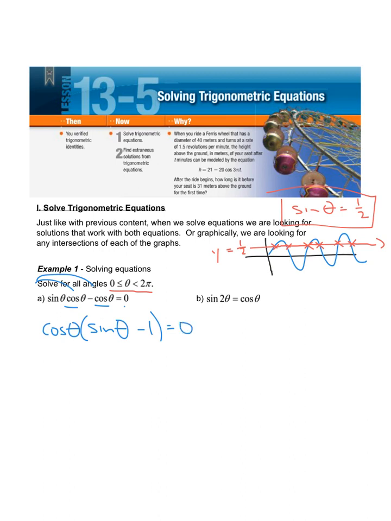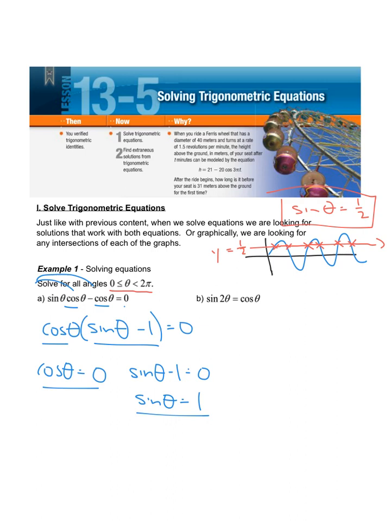And just like back in chapter 5, once we're in factored form, we're going to set each portion of that equal to 0. Because we know if cosine of theta equals 0, our equation equals 0. If sine of theta minus 1 equals 0, our equation has to equal 0. So once you're at this stage, you'll just want to simplify down and isolate your trig ratio as best you can. If you notice, we have two things we want to solve for. So we have cosine of theta equals 0, and we have sine of theta equals 1.